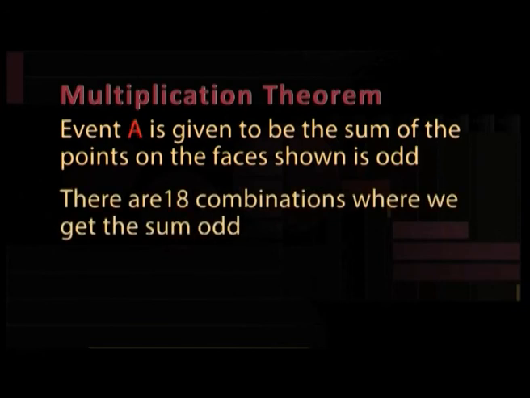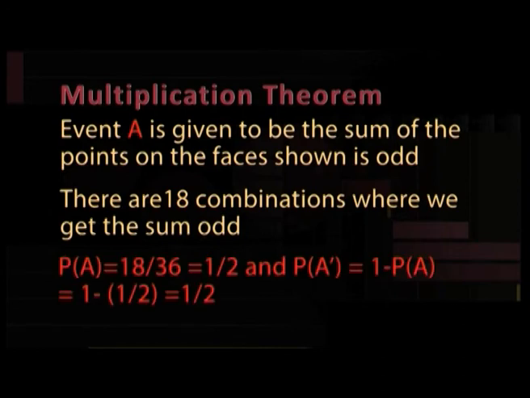There are 18 combinations where we get the sum odd. Hence, probability of A is equal to 18 by 36, which is equal to 1 by 2. And probability of A complement is equal to 1 minus probability of A, which is 1 minus 1 by 2, which is equal to 1 by 2.